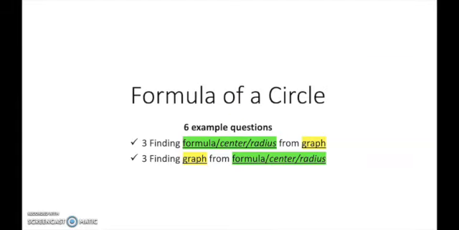In this lesson, we're going to be going over the formula of a circle. There will be 6 example questions. 3 of them will be finding the formula, the center, and the radius from a graph, and 3 of them will be finding the graph from the formula, center, and radius.